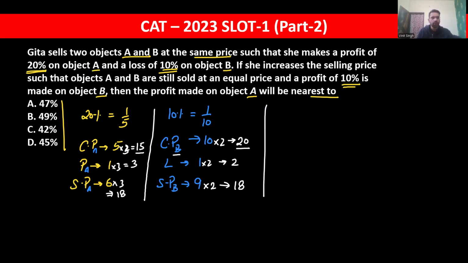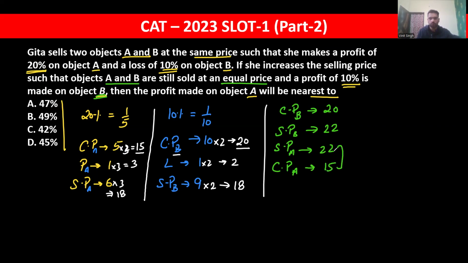If she increases the selling price such that objects A and B are still sold at an equal price and a profit of 10% is made on object B. Now the cost price of object B is 20. On this cost price, she gets a 10% profit after increasing the price of product B. So what does the selling price become? She gets a 10% profit. 10% of 20 is 2. 20 plus 2 is 22. Now 22 is also the selling price of A, and the cost price of A is 15. So how much profit will she get?